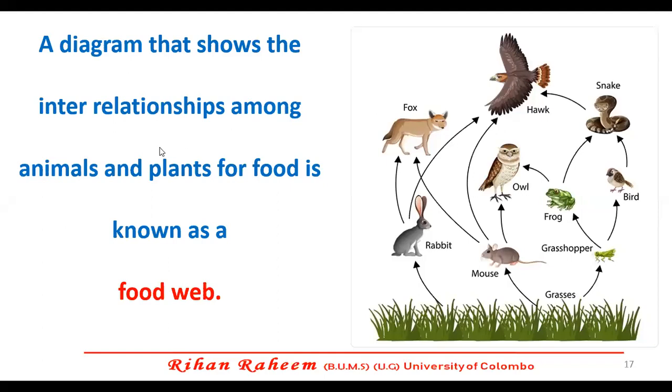Take a piece of paper and write it down. I will give some activities like that, and you do that. Please write down. I will give 1 minute to copy this definition: the diagram that shows the interrelationship among animals and plants for food is known as a food web.